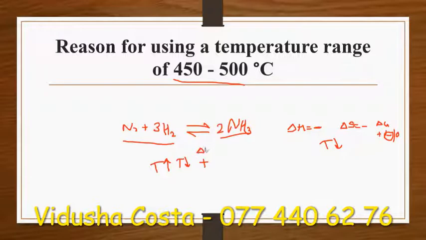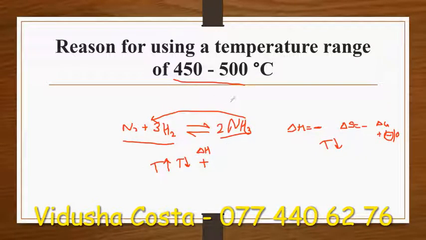Which reaction is endothermic? If the forward reaction is exothermic, definitely the reverse reaction should be endothermic. Then the reverse reaction should take place. That means if you increase the temperature to a higher value, the reverse reaction takes place, not the forward reaction. Then we should have used low temperatures.